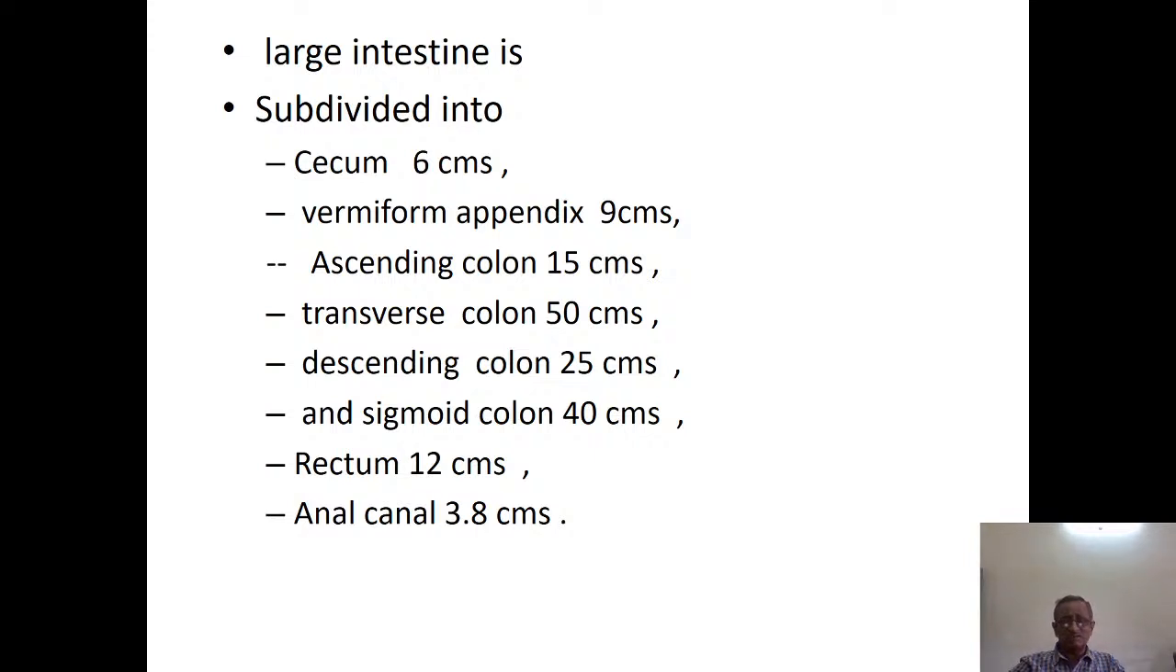Then the ascending colon: the cecum continues upwards as the ascending colon. Then we have the hepatic flexure. That means the ascending colon turns to the left to become the transverse colon. At that junction we call it the hepatic flexure. Then the transverse colon goes down again, so there is a splenic flexure, and the descending colon, and of course the sigmoid colon, rectum, anal canal. So these are the various parts of the large intestine: cecum, vermiform appendix, ascending colon, transverse colon, descending colon, sigmoid colon, rectum, and anal canal.